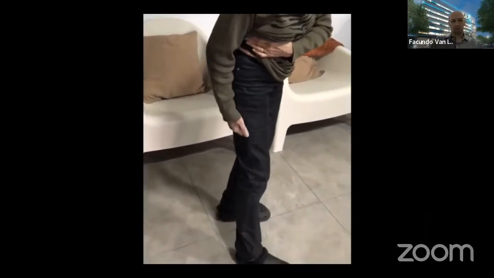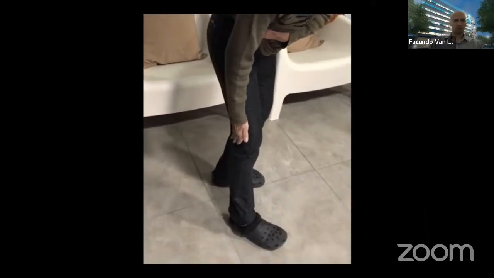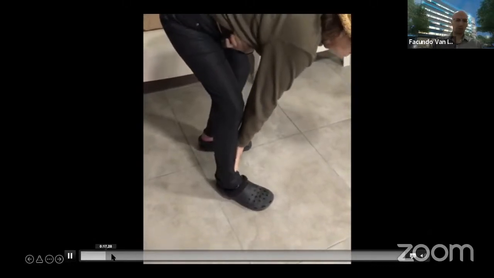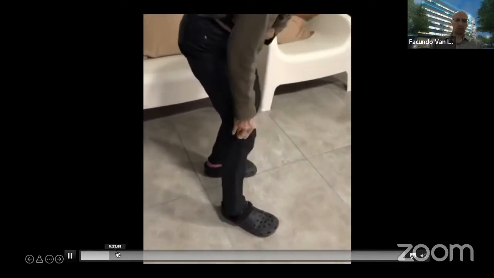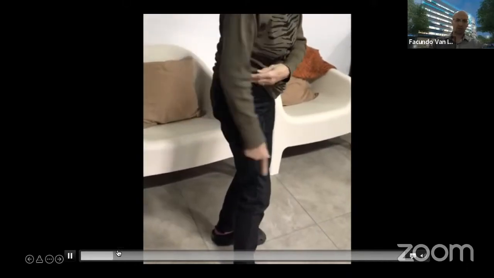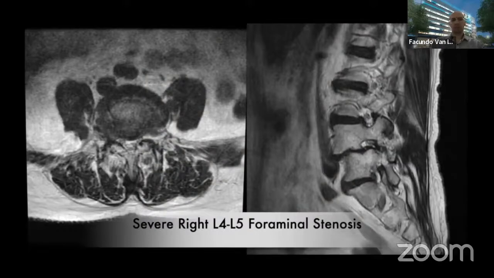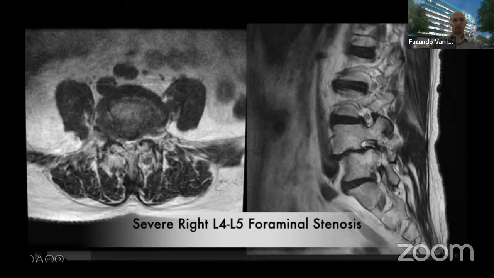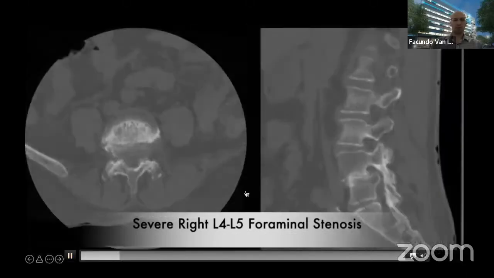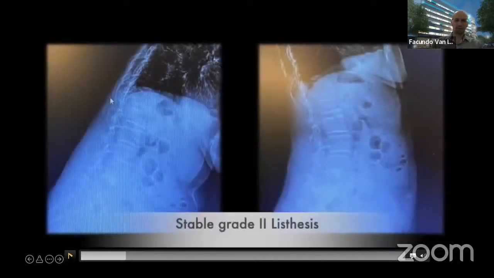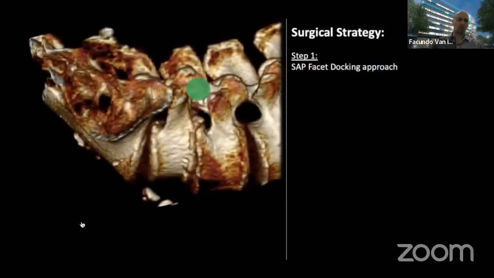This nice lady has L4 nerve root pain going into the foot, and look at this listhesis compressing the L5 nerve root, mainly because of the osteophyte. It's a stable case. The dynamic X-rays didn't show any movement.